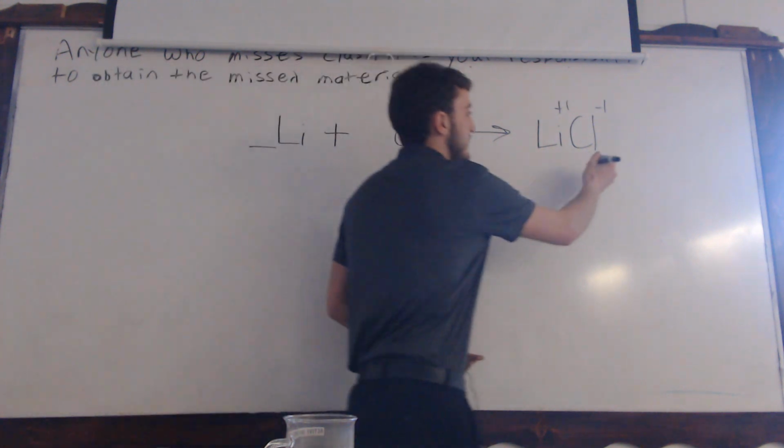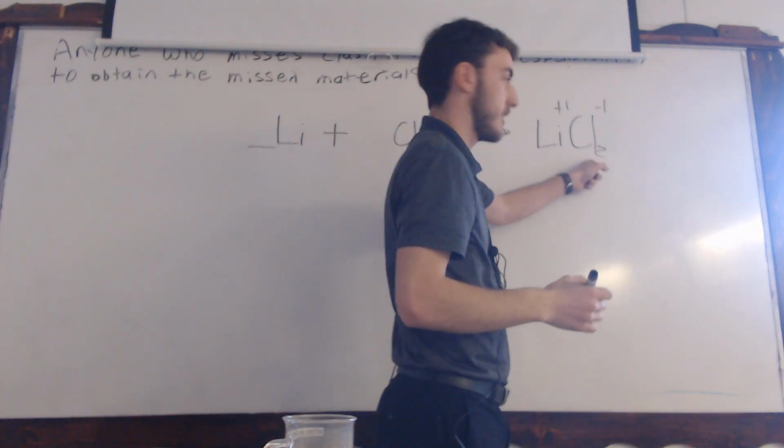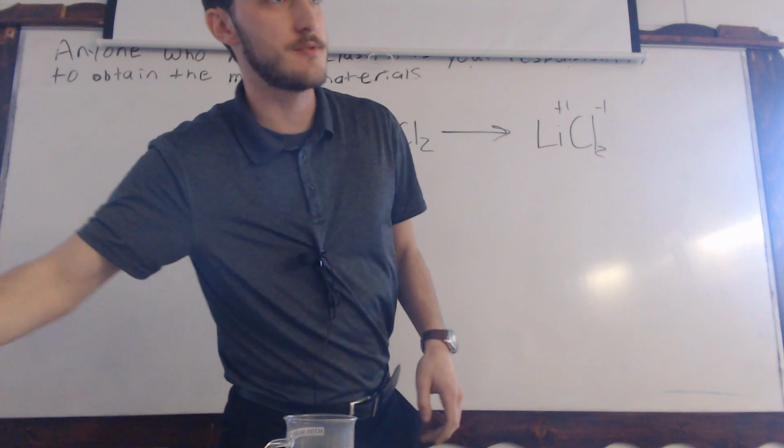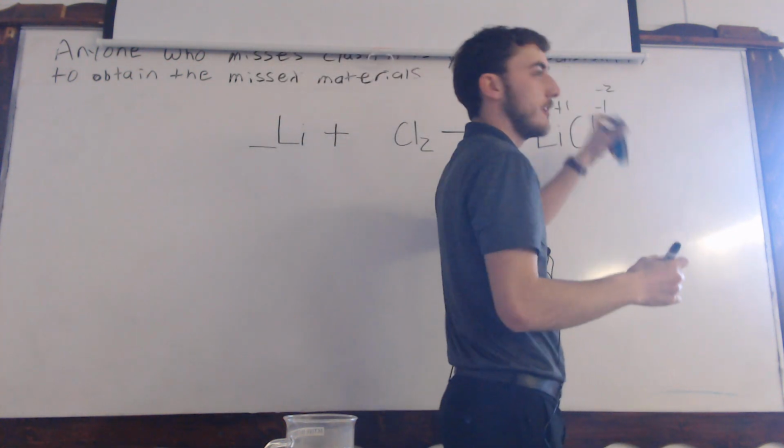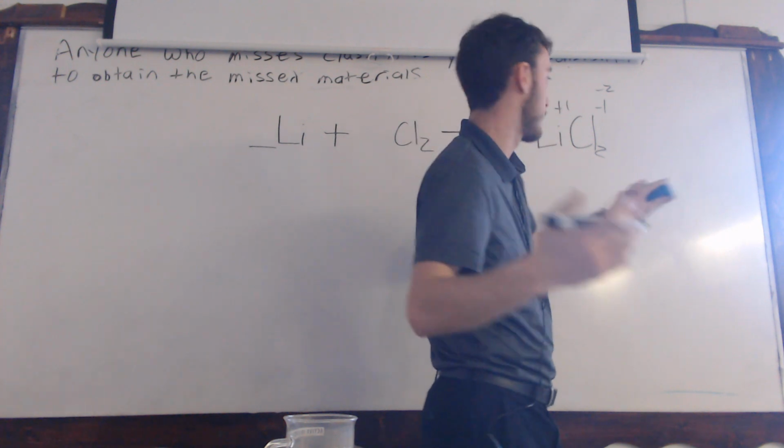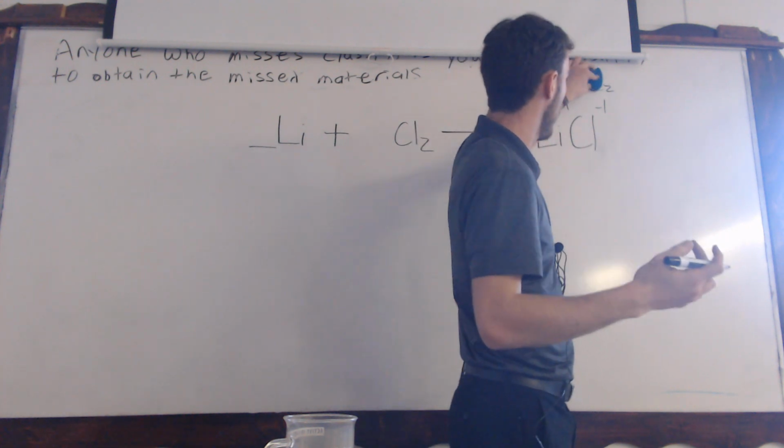No, because that would be saying this compound has 2 chlorine in it. So that's why we can't do it. Because that would mean we have a negative 2 charge instead of a negative 1. They don't balance. The equation doesn't work. So we got to get rid of that. It has to be 1 behind the chlorine.